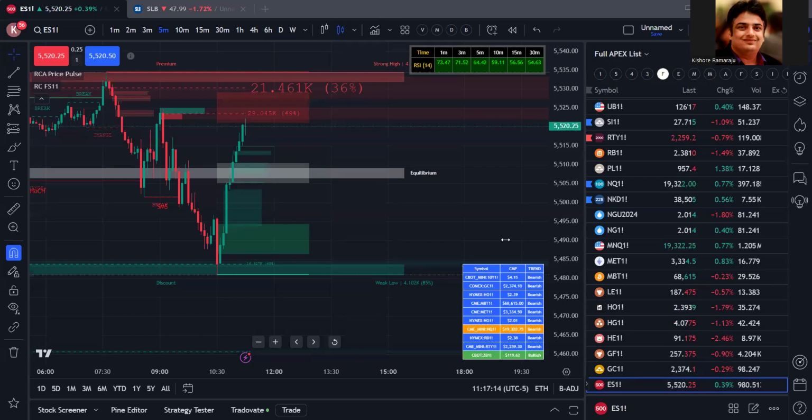Yeah, price pulse has been updated. You have to remove it and add it back. I'm using all the indicators on my laptop only. Maybe just remove the price pulse and add it back, or just restart your system.